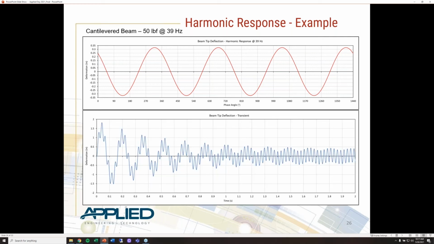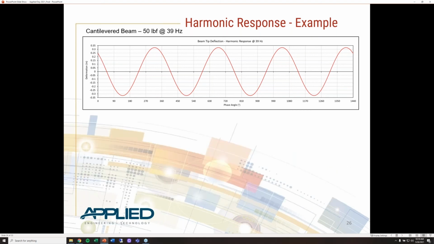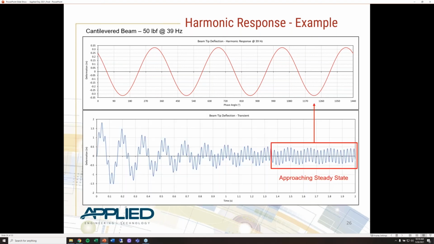And I did run this in full transient just to get a comparison here. So we can see the same beam with the same load runs in the transient environment. We can see that in the first 2 seconds, we really haven't achieved steady state yet, but at 2 seconds, we are approaching steady state conditions. Here we go. And if we were to keep running the transient analysis, we would converge on the result we get in the harmonic response environment of plus or minus 0.33 inches. Okay, I hope that makes sense to everyone.